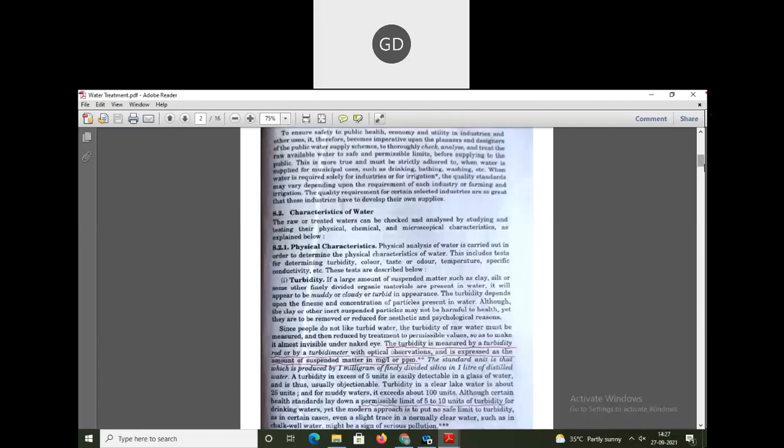This turbidity, or the color or taste, these physical characteristics present in the raw water, will not harm you. It will not harm even if you consume that water. It will not harm your health, and it is not harmful. But yet you have to remove those things.